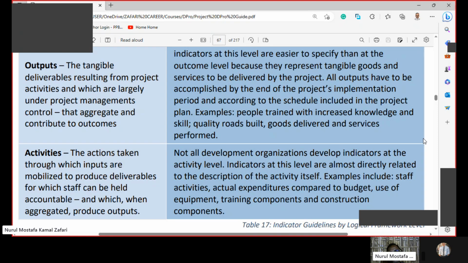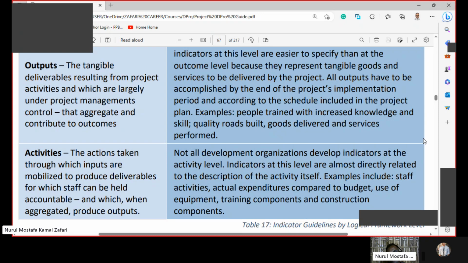All outputs have to be accomplished by the end of the project's implementation period and according to the schedule included in the project plan. Examples: people trained with increased knowledge and skill, quality roads built, goods delivered, services performed. So the things are like these, and it's really measurable and also it's tangible. Deliverables are there.